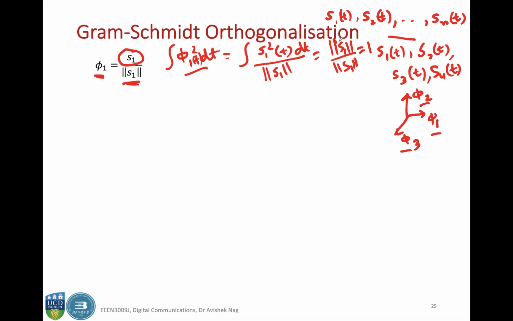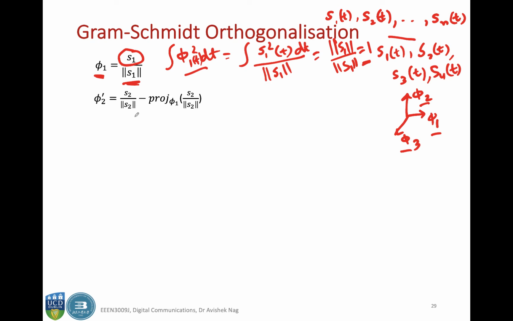So this holds true. You remember that your phi1, phi2, phi3, all these basis functions, they should have unit norm and they should be orthogonal to each other. So let's say phi1 is this, and this unit norm property holds. So now what will be our phi2?